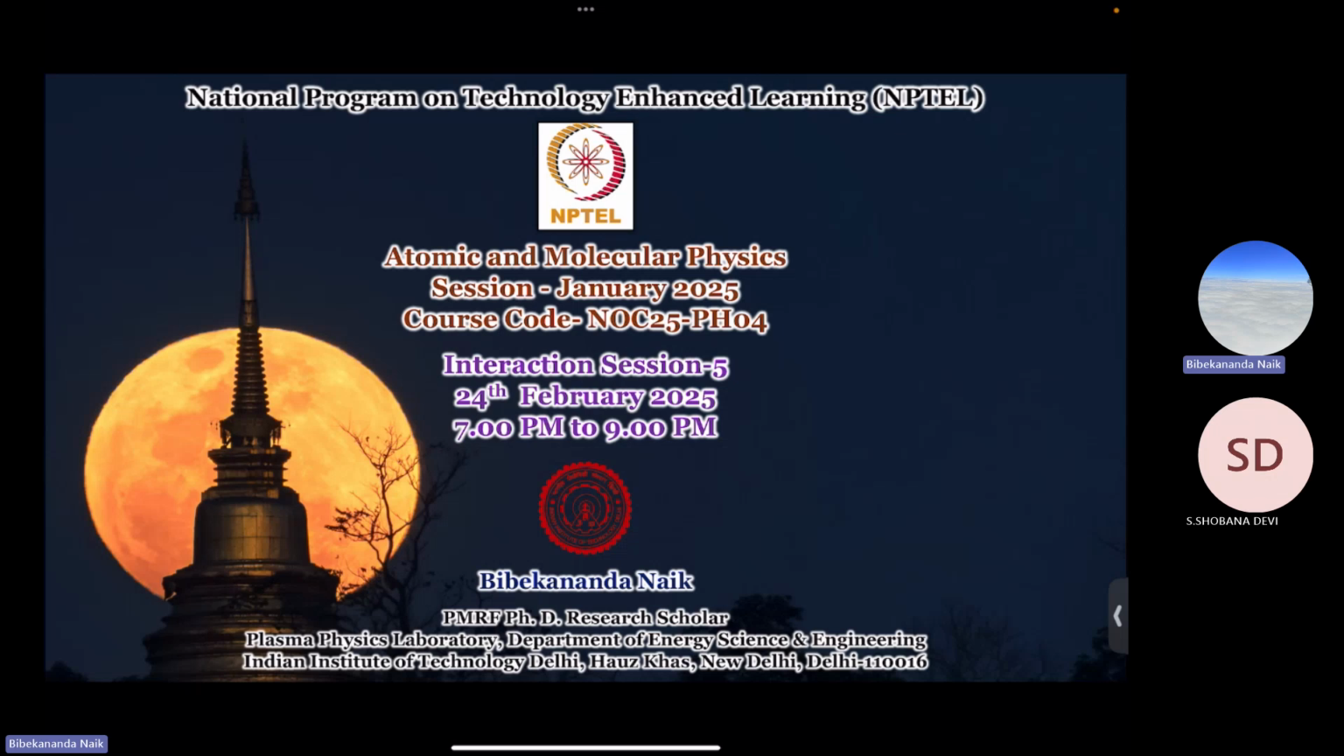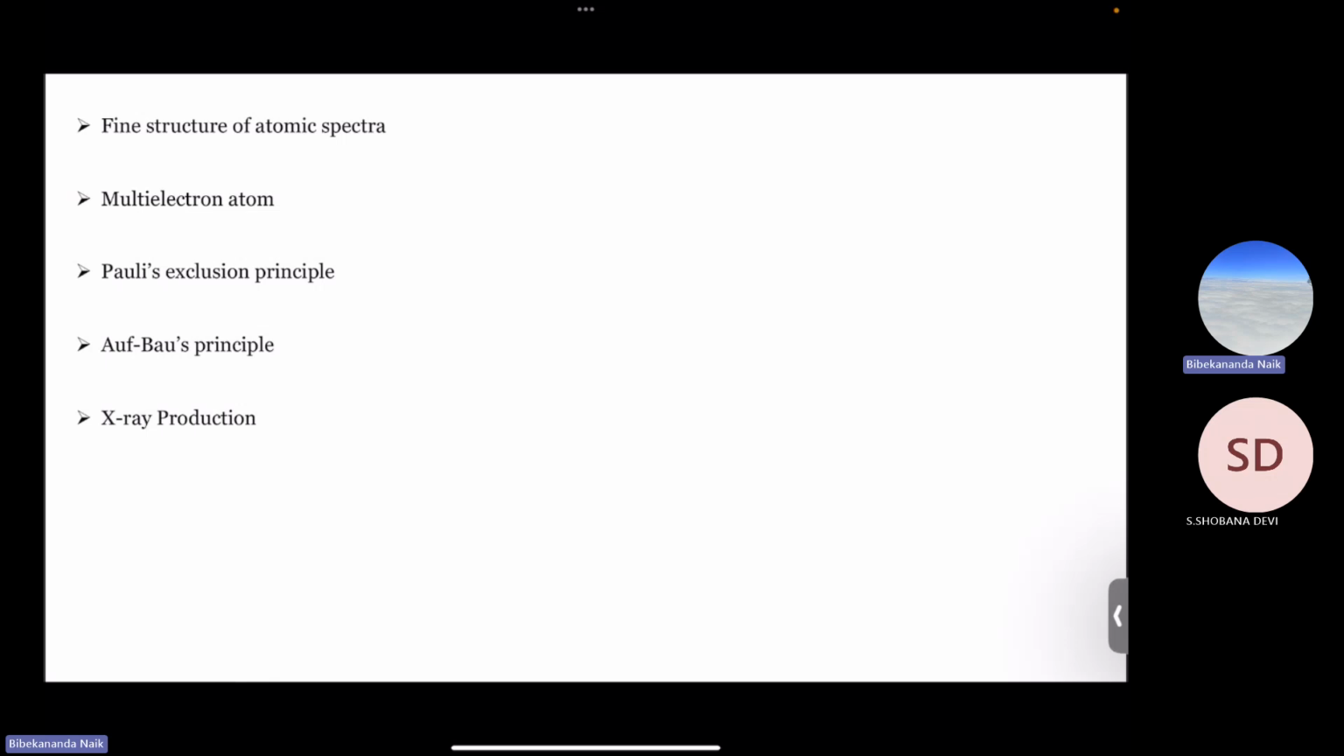Talking about the subjects covered in this week's lecture, it was about fine structure of atomic spectra. Then discussions were also related to multi-electron atoms. Till now, in both theory and the Sommerfeld modifications, all the assumptions were related to a single electron atom, like hydrogen atom or helium plus, lithium 2 plus. So there was no consideration of multi-electron atoms.